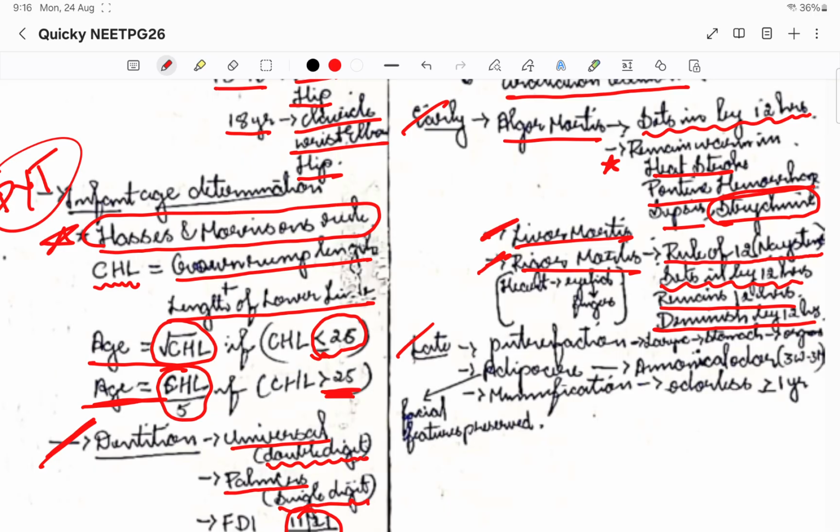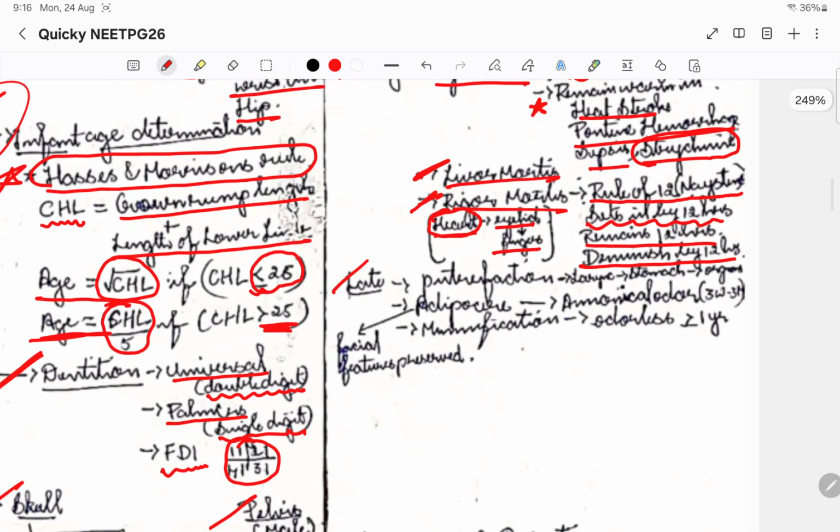Then the other point that I want you guys to remember with regards to rigor mortis is it is the heart first, then eyelids, then the fingers. Remember in that order. Heart is the first organ to get rigor mortis, then eyelid, then the fingers. This is the order that is required for rigor mortis.